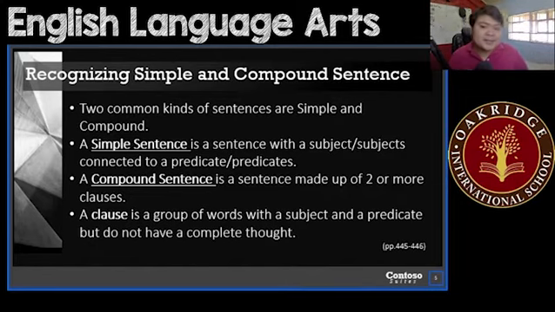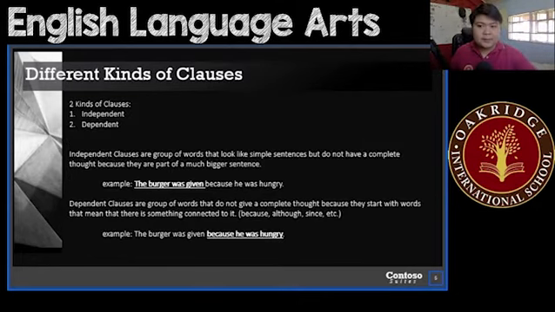For compound sentences, on the other hand, this is a sentence made up of two or more clauses. Now, what's a clause? A clause is a group of words with a subject and a predicate. So before we move on, let's try to understand first what are clauses. There are two different kinds of clauses. We have an independent and a dependent clause.